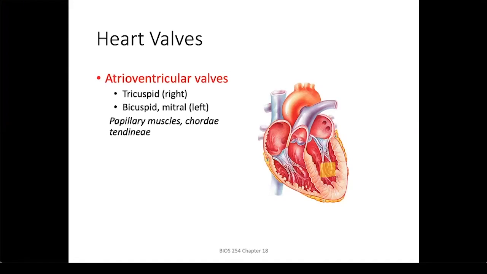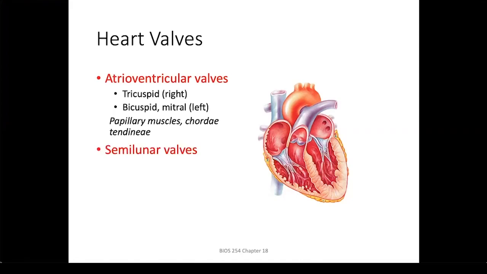The valves simply open based on pressure gradients, like a swinging door. When the pressure is greater in the atria, and we're talking about the pressure of the blood in the chamber, when the pressure is greater in the atria than in the ventricles, the AV valves open. Blood will move into the ventricles. This will lead to a drop in the pressure within the atria and an increase in the pressure in the ventricles. When this occurs, the AV valves close.